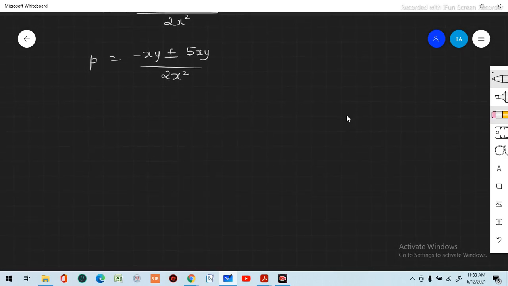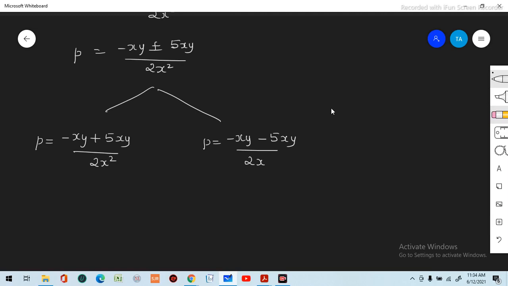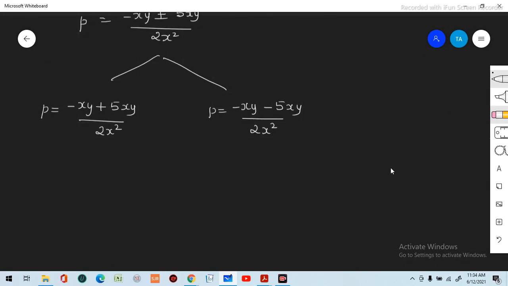Now since we have plus or minus, I can write in terms of two solutions, two roots. Minus xy plus 5xy divided by 2x square. What is the other one? Minus xy minus 5xy divided by 2x square. Is it fine till here? Yes, sir.